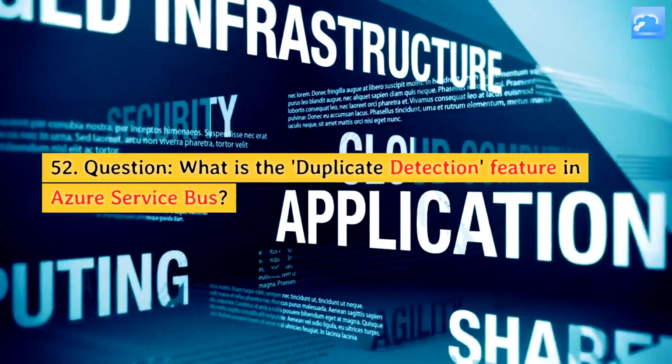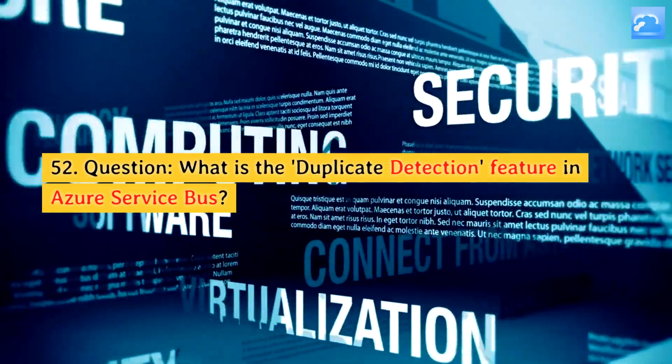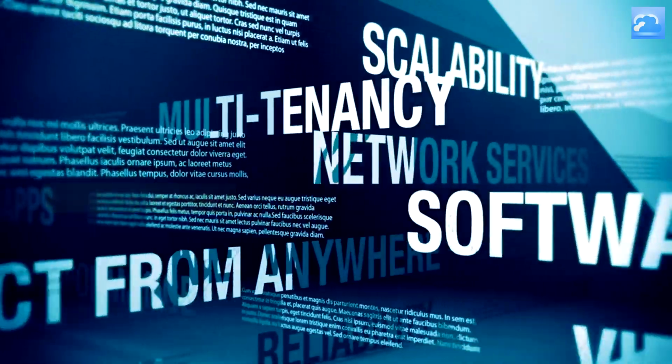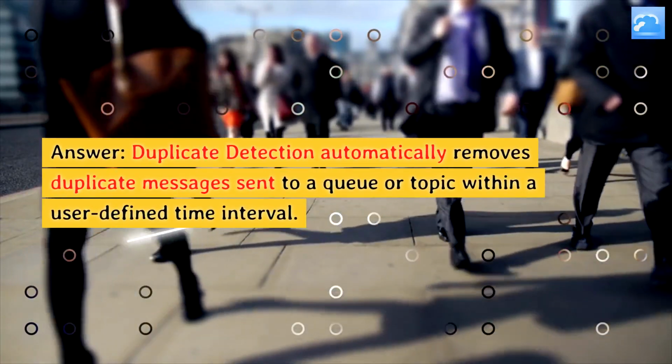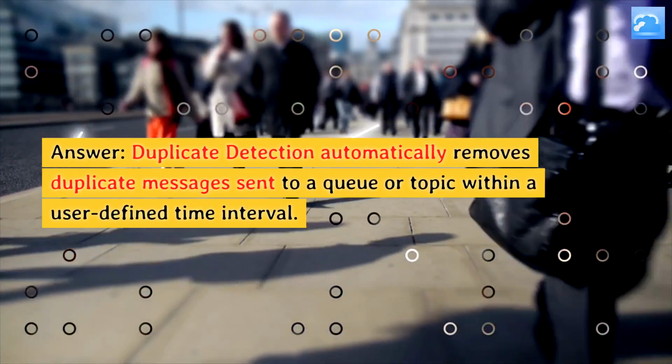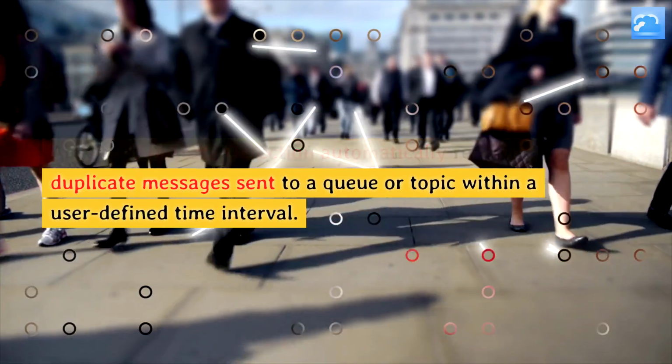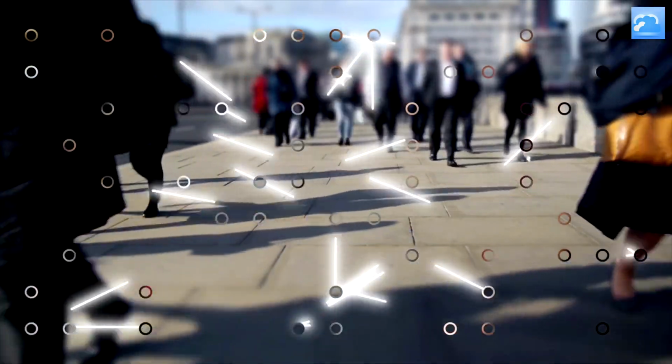52. Question: what is the duplicate detection feature in Azure Service Bus? Answer: duplicate detection automatically removes duplicate messages sent to a queue or topic within a user-defined time interval.